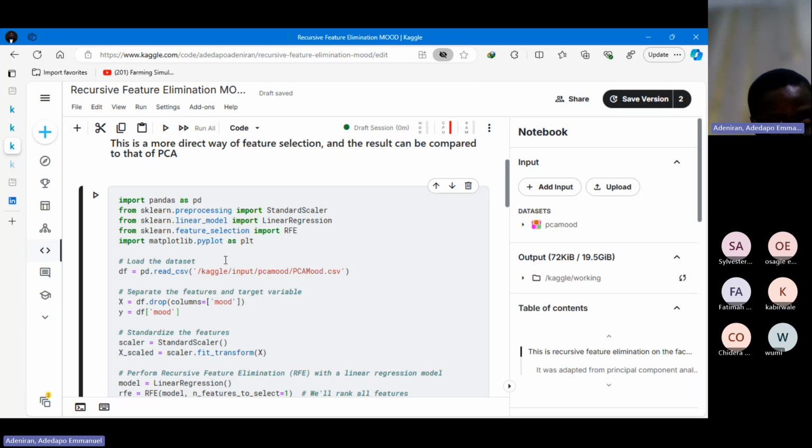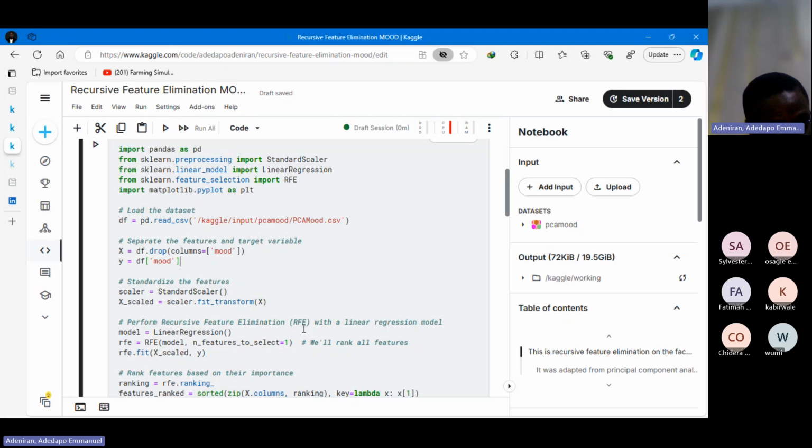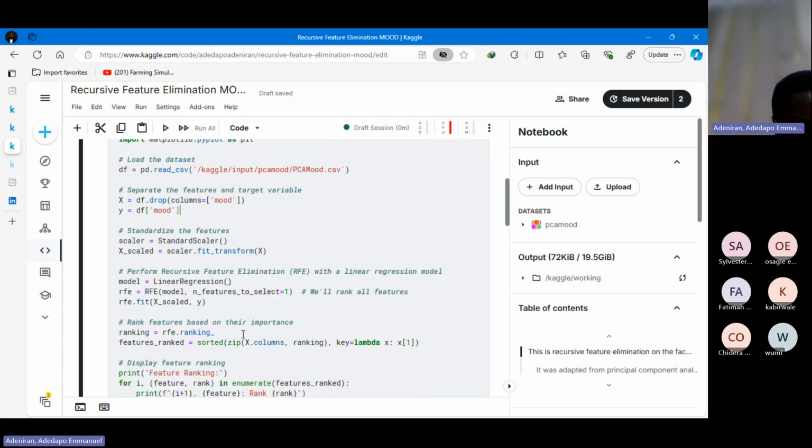And we load the data. That's the PCA mood.csv. And then we can scale it. We have to scale it here. So you can see the model here is using linear regression for it. So it's assuming that there's a linear relationship between our features and our dependent variable here. And remember, anytime you see .fit here is trying to tell us that it's going to be trained using RFE.